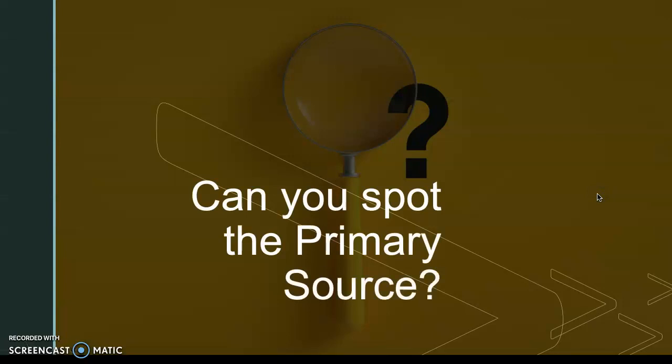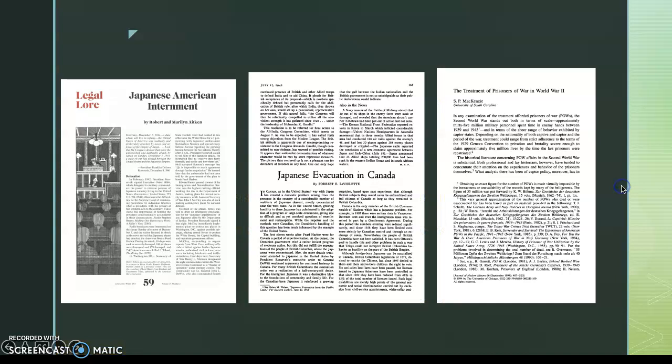So we're going to do a quick activity. Can you spot the primary source? Here I have 3 different articles, and I just want you guys to take a second and look at them. You don't have to read them if you don't want to. Just take a quick once over and try to figure out which one you think is the primary source and why. If you want to pause this video, you can come back to it in a couple minutes once you've gathered your thoughts.